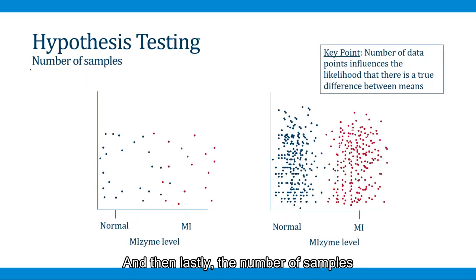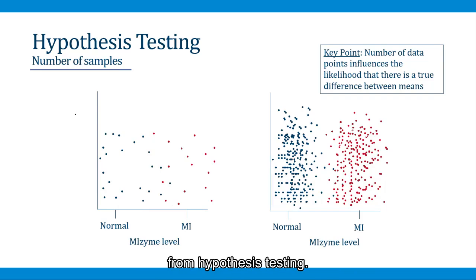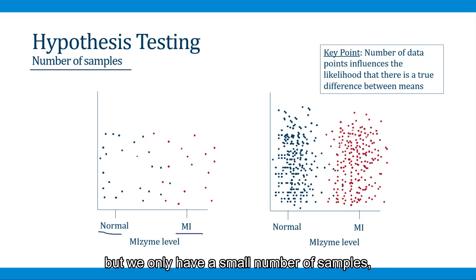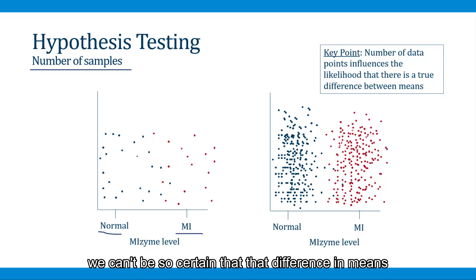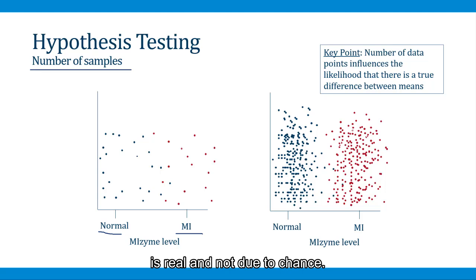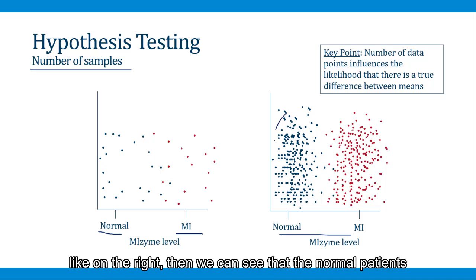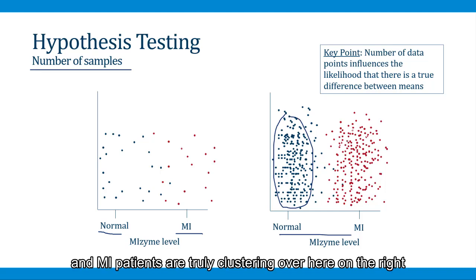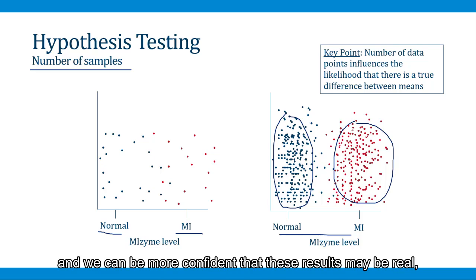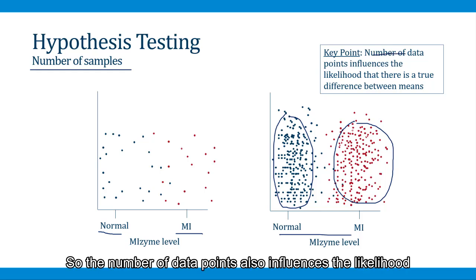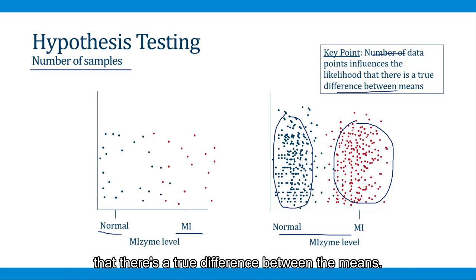And then lastly, the number of samples has a big effect on the probabilities from hypothesis testing. If we find means that are separated like shown on the bottom left side of the screen here, but we only have a small number of samples, we can't be so certain that that difference in means is real and not due to chance. On the other hand, if we have lots and lots of samples like on the right, then we can see that the normal patients are truly clustering over here on the left and the MI patients are truly clustering over here on the right, and we can be more confident that these results may be real and not due to chance. So the number of data points also influences the likelihood that there's a true difference between the means.